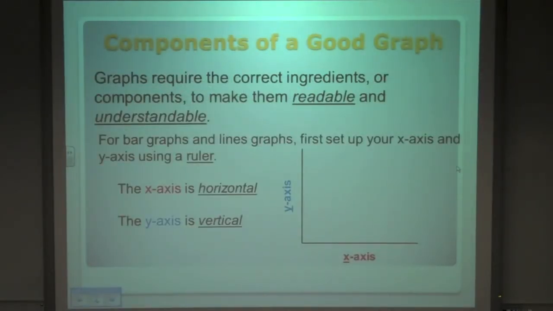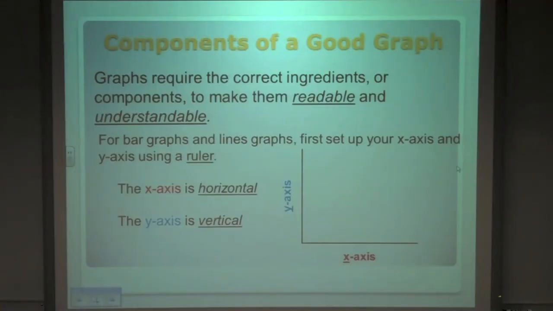Okay, so you guys are going to be required to not only read graphs, but to construct graphs. Here are some components of a good graph. Graphs require the correct ingredients or components to make them readable and understandable. If you don't have the right components in your graph, others are not going to be able to understand the information that you're providing in your graph.